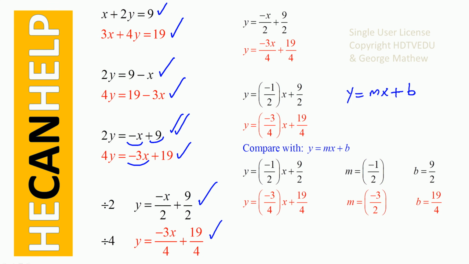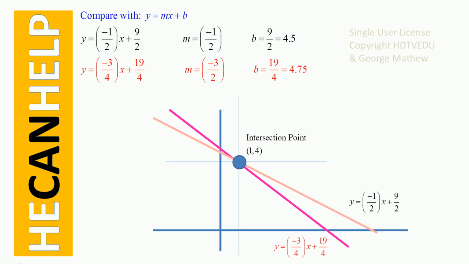y is equal to mx plus b. Our equations look like y is equal to mx plus b. So for the first equation, we have m is equal to negative 1/2, and b is 4.5. For the second equation, we have m equals negative 3 over 4, which is negative 0.75. And what is b? 19 over 4. And then we plot these two on the same graph paper, and you will see that they intersect at 1, 4. So this is x equals 1, y is equal to 4.